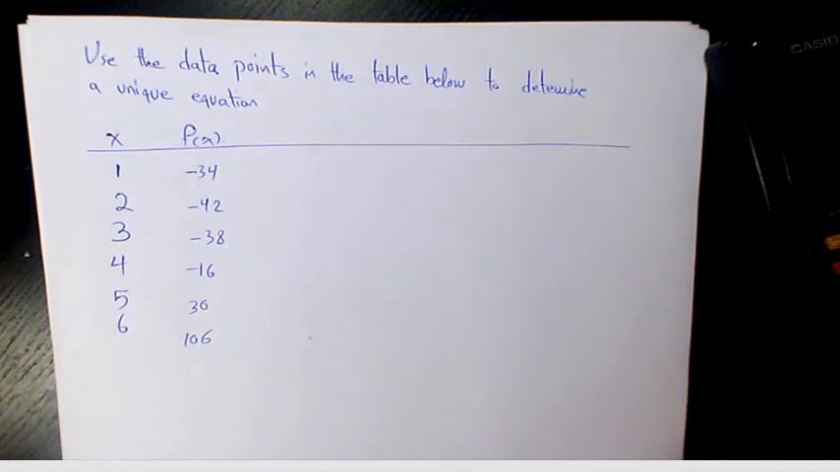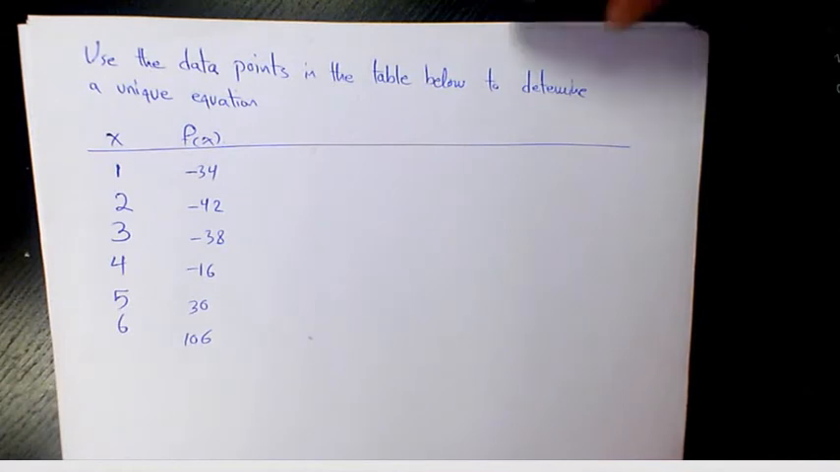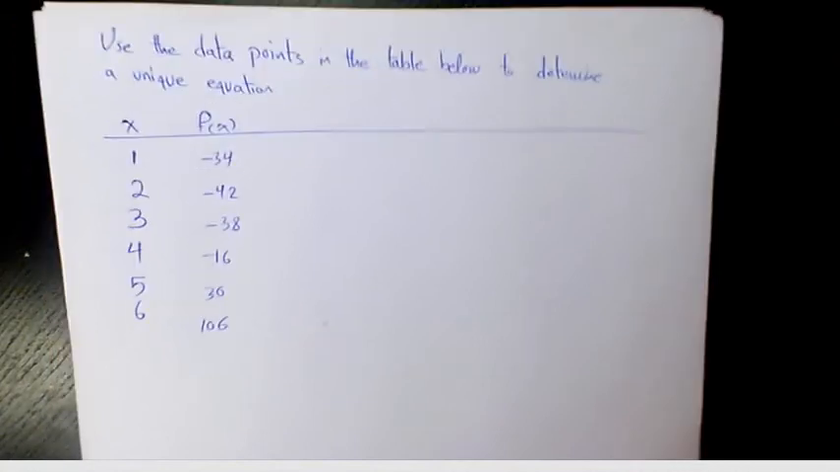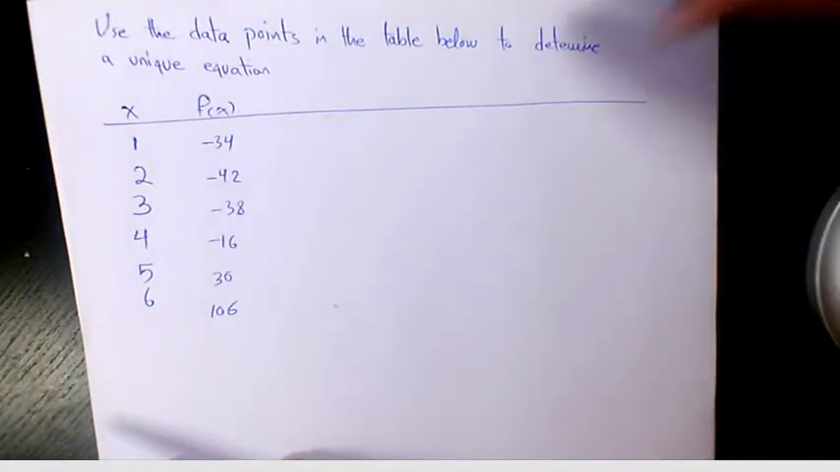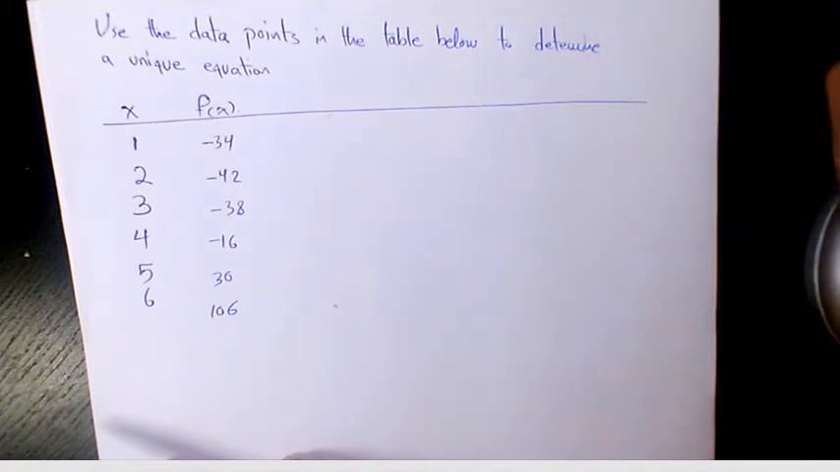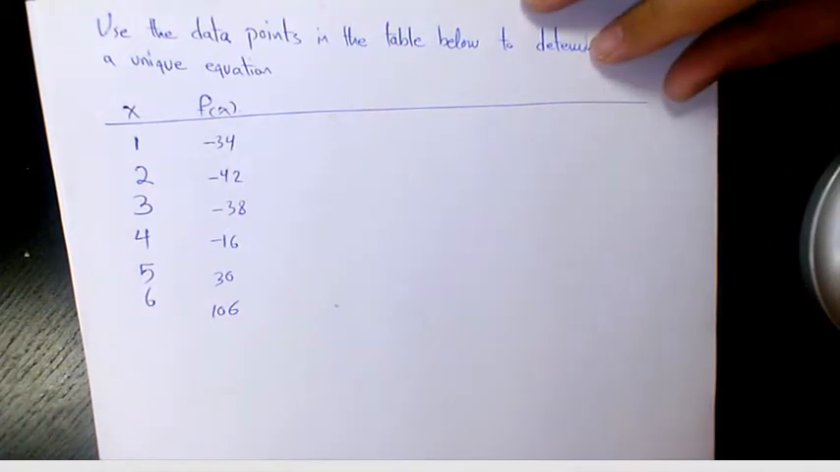Welcome to another video. In this video I want to show you how to use the data points in the table to determine the unique equation. So we have some x and y values given, which belong to 6 points, and we need to find out the equation.